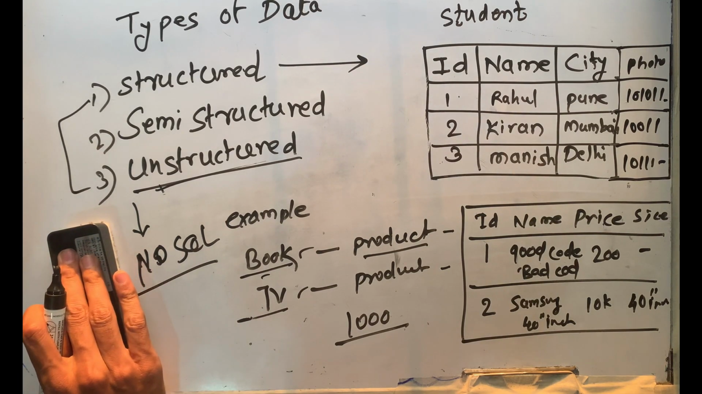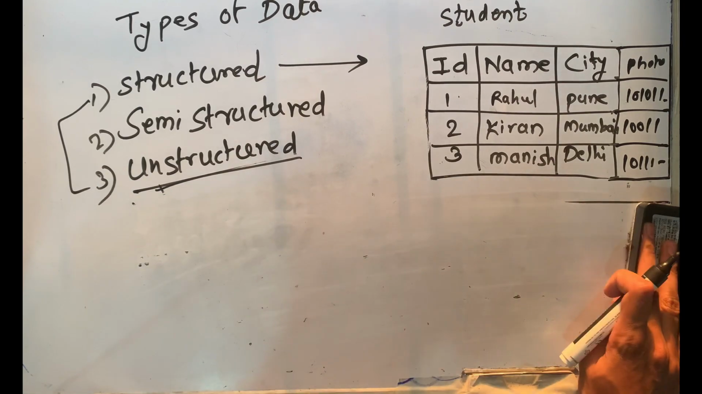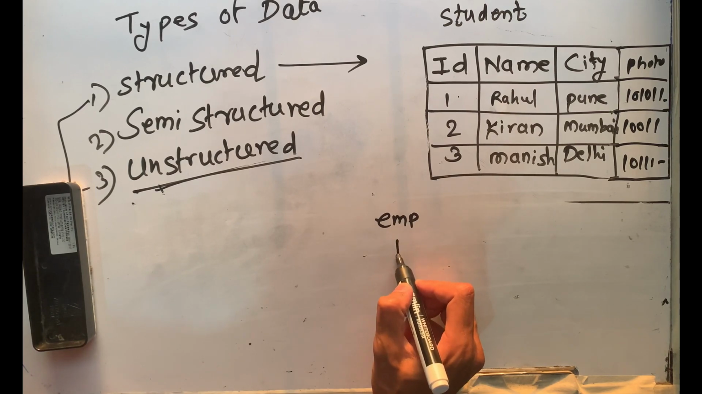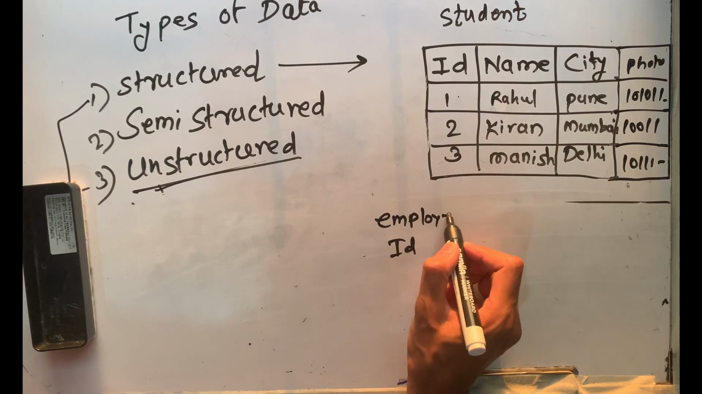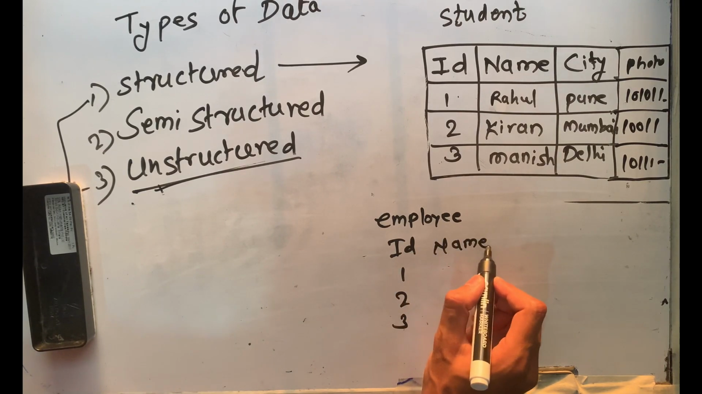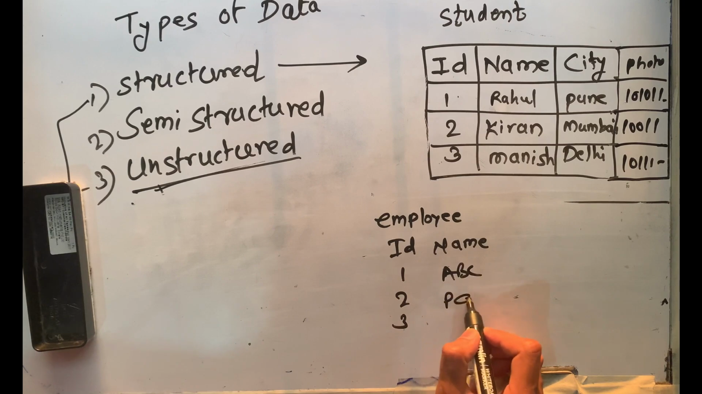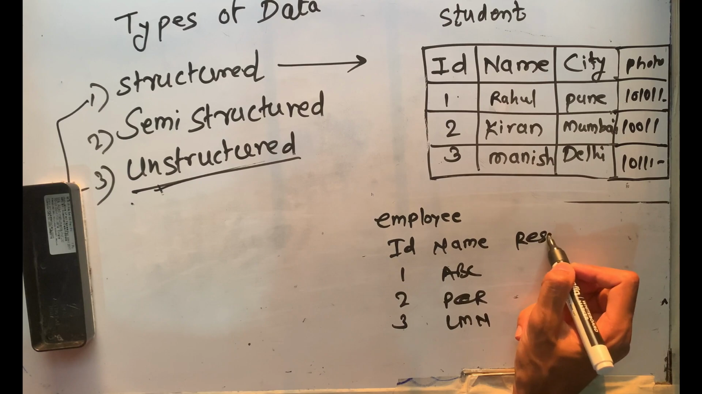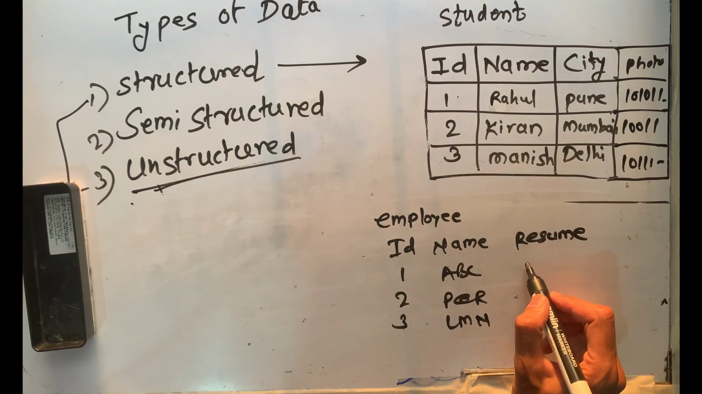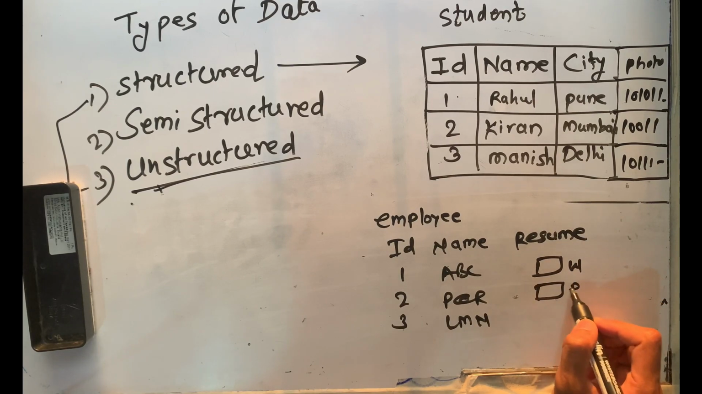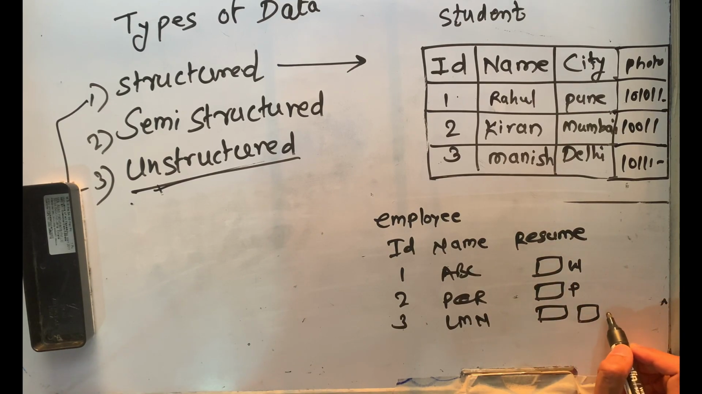Then the second thing I want to say: there is an employee table, and the employee has an ID 123, names like ABC, PQR, LMN, and a resume, meaning a Word file resume or a PDF. I can say Word plus PDF. Two resumes I have to store.